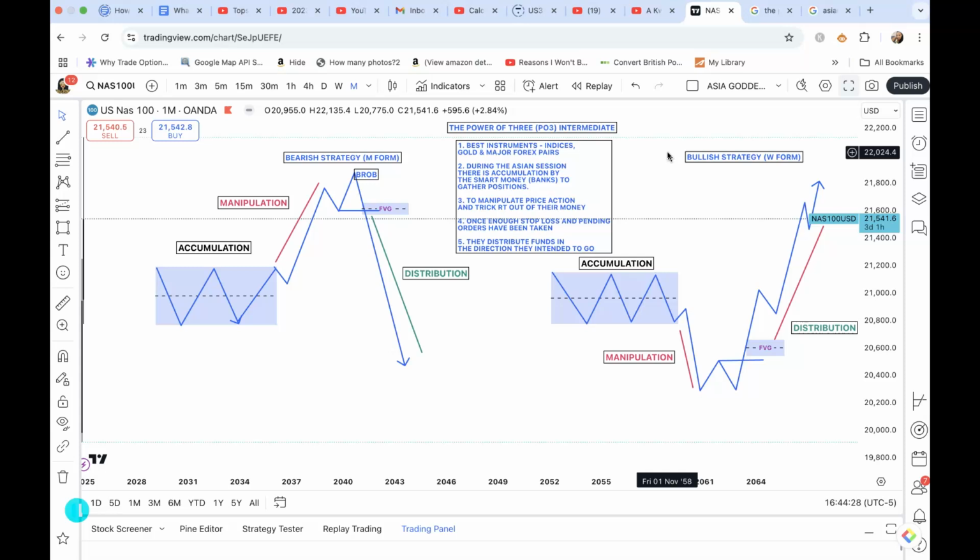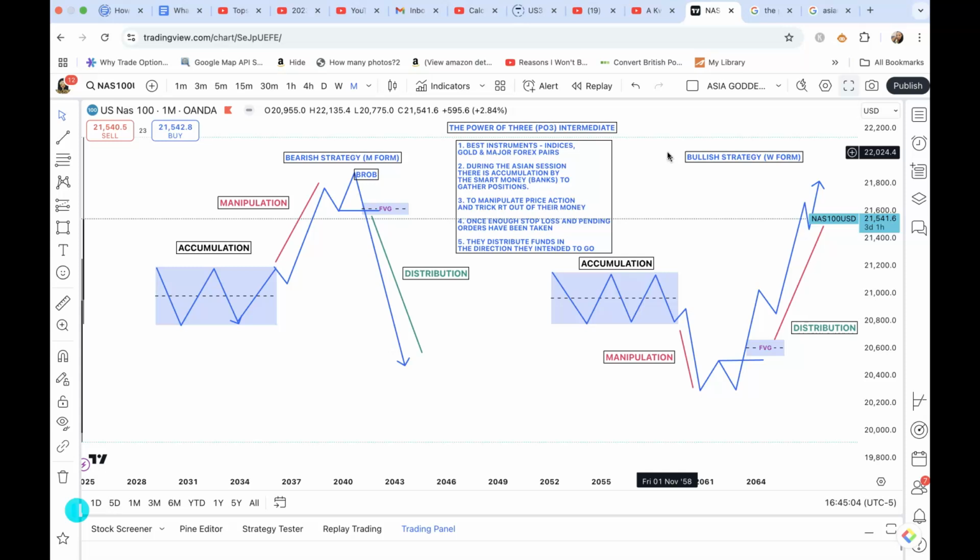Okay. So with that in mind, I hope you got an idea about that. Now, the idea, number 2, during the Asian session, now pay close attention to this, there is accumulation by the smart money, the banks, to gather positions. And based upon where they're looking at all your stop losses and pending orders, etc., where all the money is at, they focus on manipulating price action to trick the retail traders out of their money.